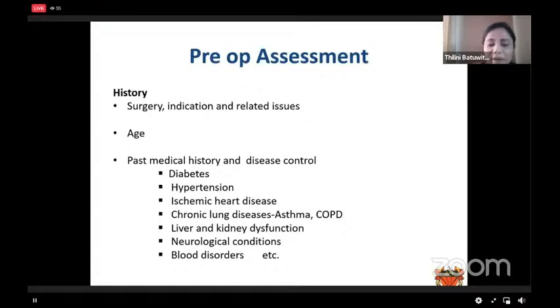So we have to ask about the drugs, the duration and complications, for example in diabetes, whether they have had any hypoglycemic attacks, DKA, likewise. Those are important because they can go into them during surgery and post-operatively as well.